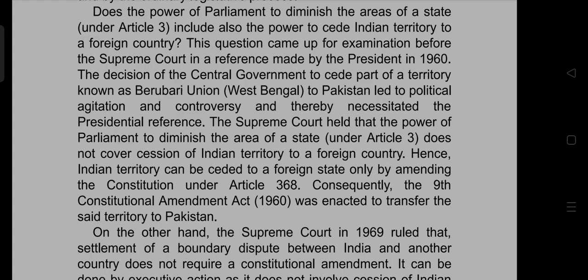The Supreme Court held that the power of Parliament to diminish the area of a state under Article 3 does not cover the cession of Indian territory to a foreign country. Hence, Indian territory can be ceded to a foreign state only by amending the Constitution under Article 368. Consequently, the Ninth Constitutional Amendment Act 1960 was enacted to transfer the said territory to Pakistan.